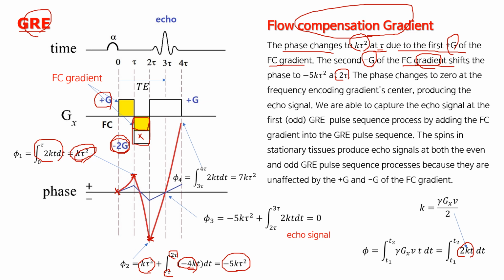And the phase change is 0 at the frequency encoding gradient center, producing the echo signal. So at the center of the frequency encoding gradient at this moment, if we calculate the phase change, starting from minus 5kτ², time is from 2τ to 3τ, and we have plus G, so this 2k, and then we finally have the 0 phase, so we can get the echo signal at this moment at the center of the frequency encoding gradient.